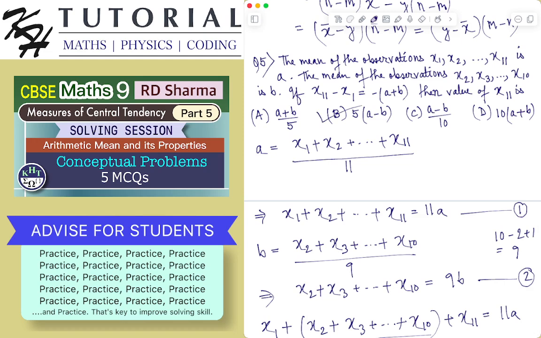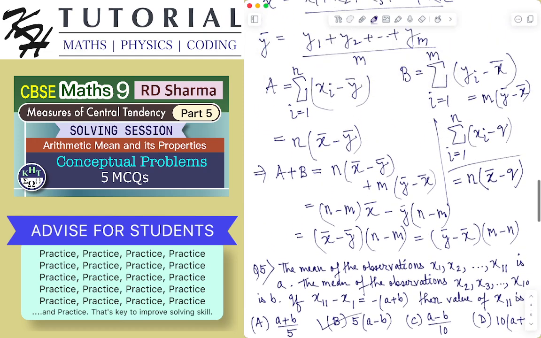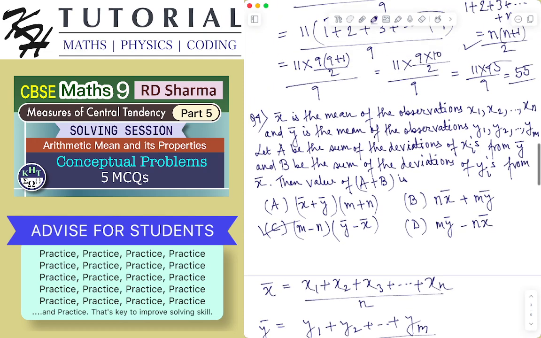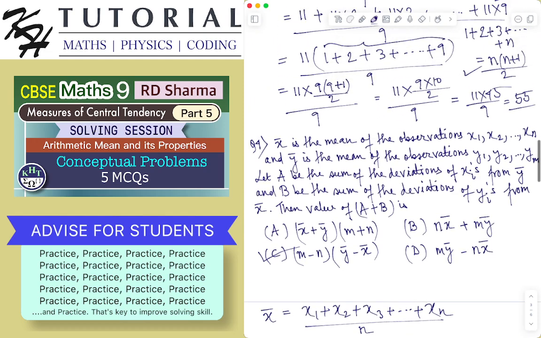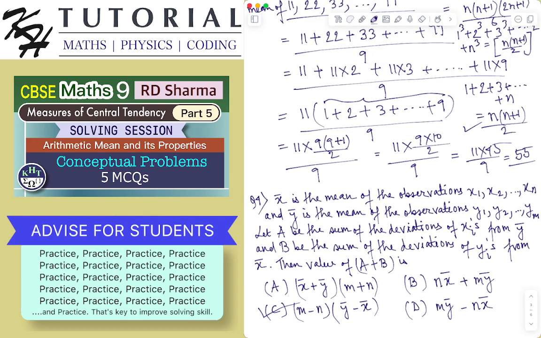So with this, it comes to an end in solving 5 conceptual problems on arithmetic mean and its properties of ungrouped or raw data. I will solve another 2 sets of 5 conceptual problems on this topic.